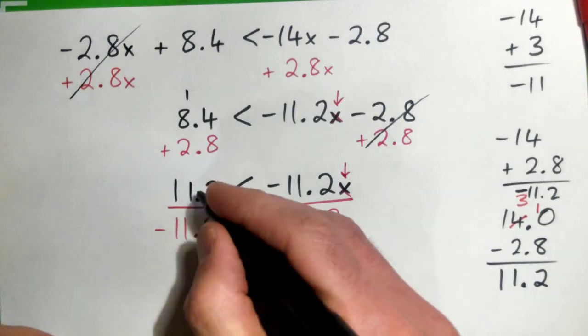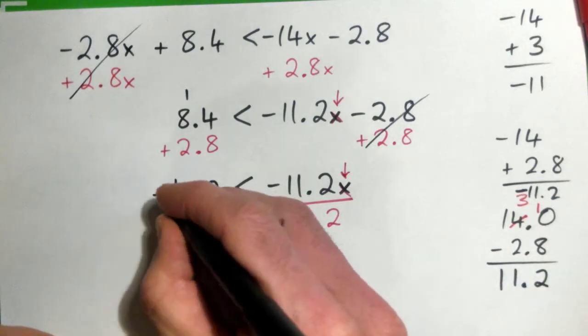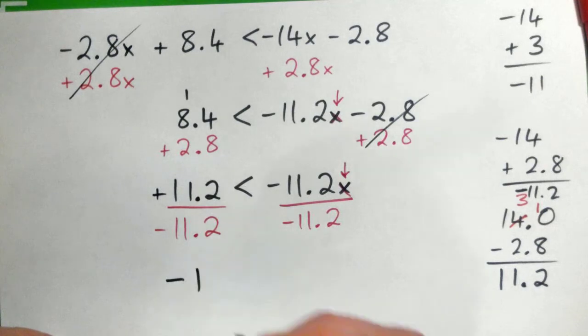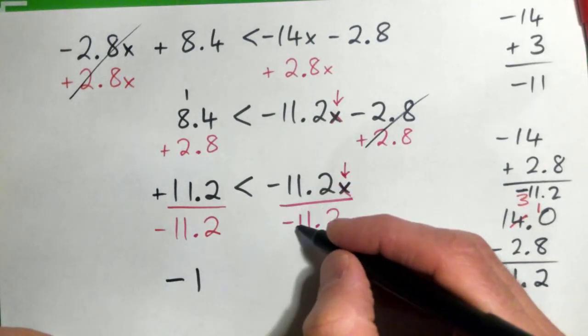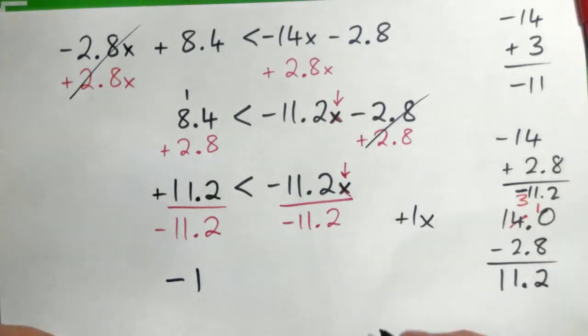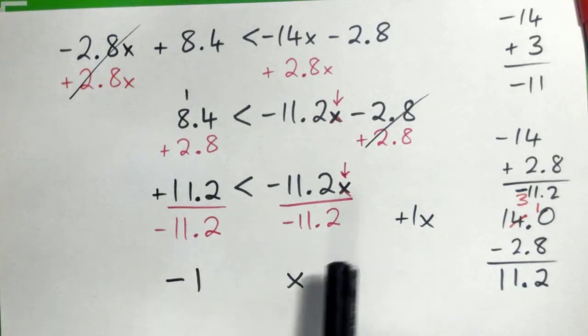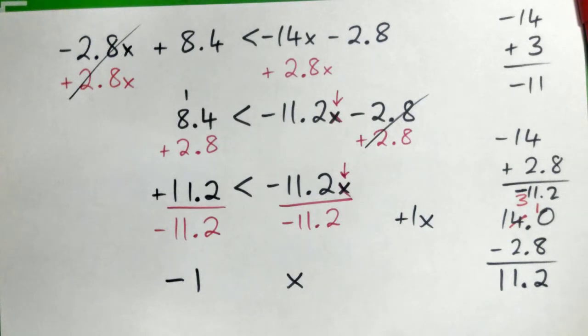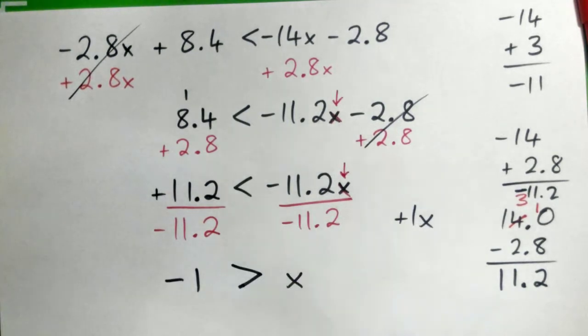Yeah. So the same number over the same number gives 1, but it's positive over negative, which gives a negative 1. Good. And over here we have negative over negative, positive, same number over the same number. So this is actually plus 1x, right? Or just x, right? But the question is, what do we do with that inequality sign? We've just divided both sides by a negative. Yeah, change direction. Instead of that direction, go the other way.